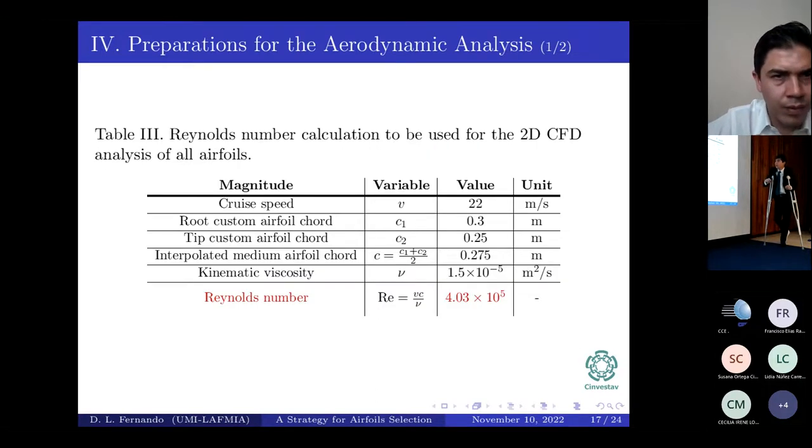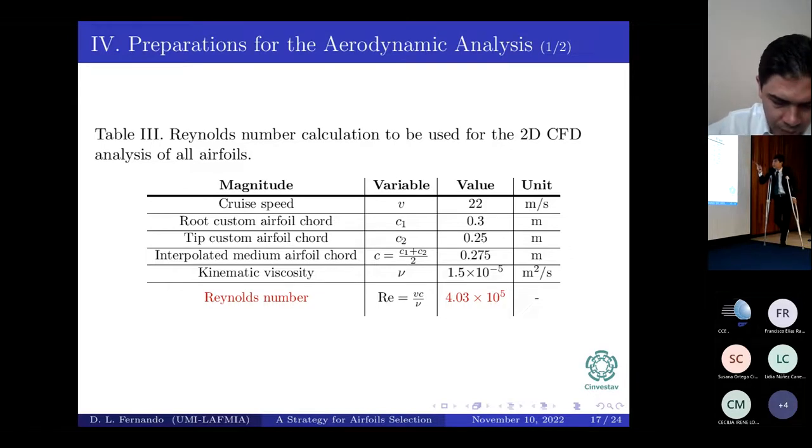First, we have to calculate the Reynolds number in order to make a 2D CFD analysis of the four airfoils, I mean the two custom ones and the two real ones. For this, we have to choose a cruise speed of our aircraft. It is intended to fly at 22 meters per second.